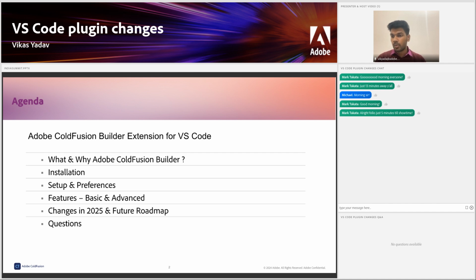Before that, let's have a look at the agenda for today. We'll be talking about the what and why of Adobe ColdFusion Builder, why we should use this extension, and after that we'll be talking about the installation and setup and all the customization that we have available as a part of this extension. We'll be talking about features, which we have categorized into basic and advanced. And after that, we'll be talking about the changes that we are going to get in 2025 and the future roadmap. And after that, we'll be taking some questions.